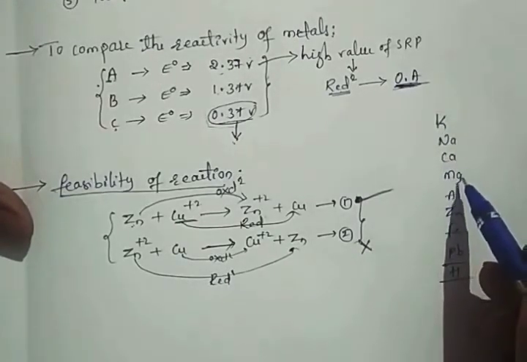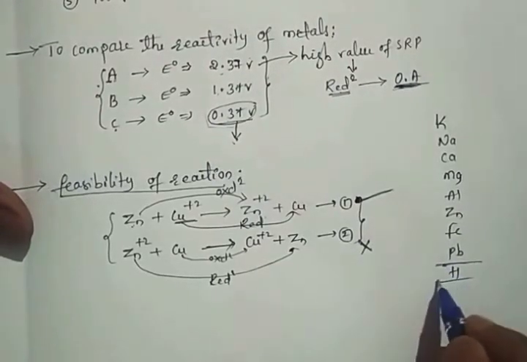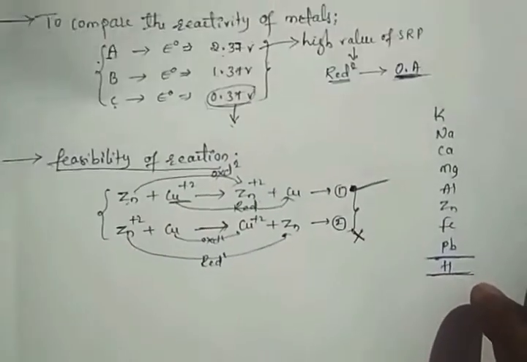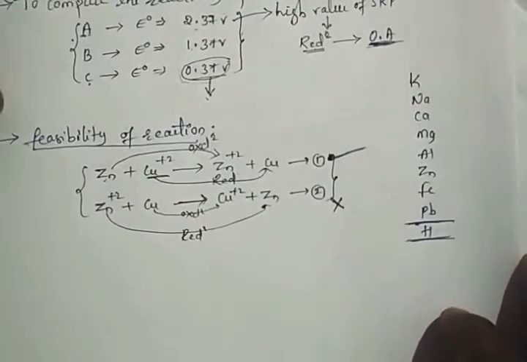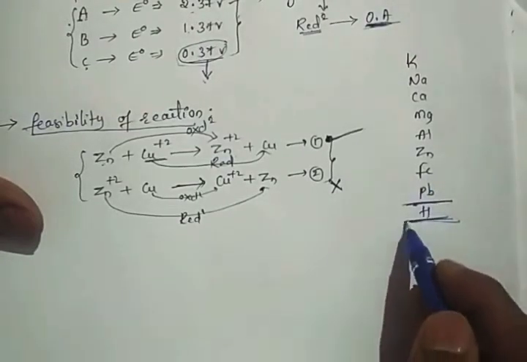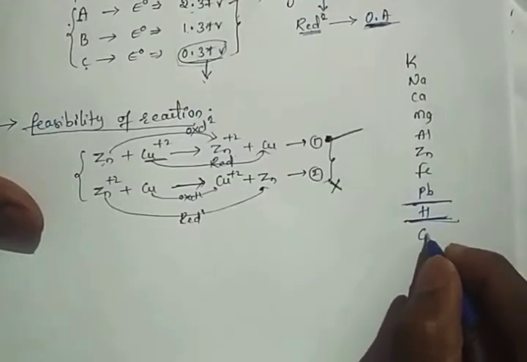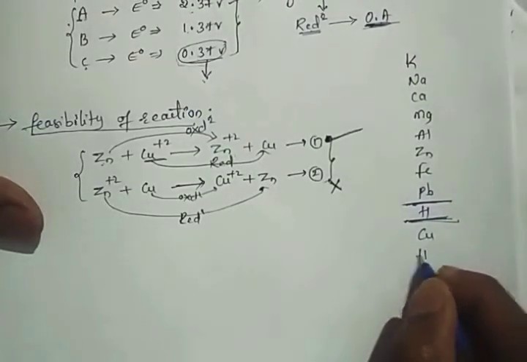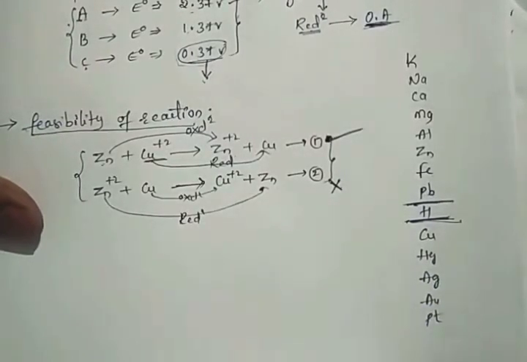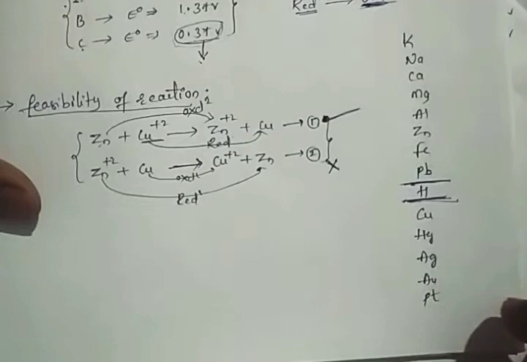Potassium, sodium, calcium, magnesium, aluminum, zinc, iron, lead and hydrogen. This is the reactivity series that you have studied in 10th class, and you know different tricks to remember this reactivity series in your own language. After hydrogen come copper, mercury, silver, gold and platinum. So by remembering it as a story, based upon the story we have created this reactivity series.